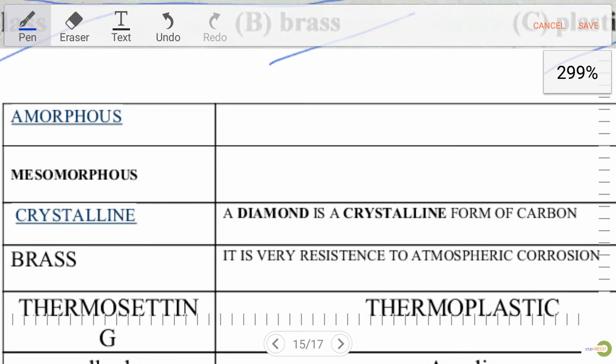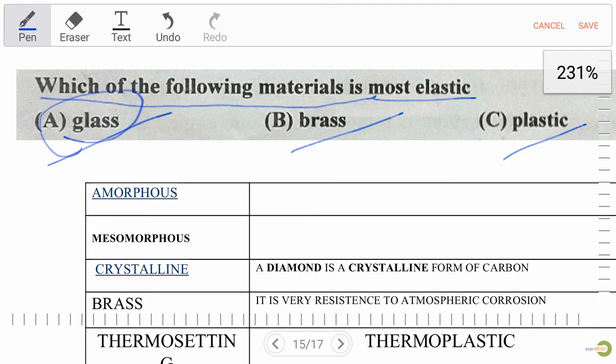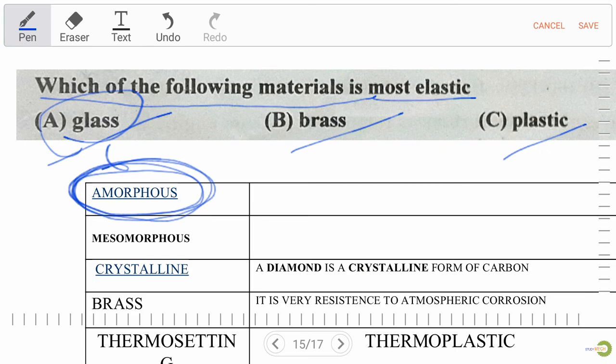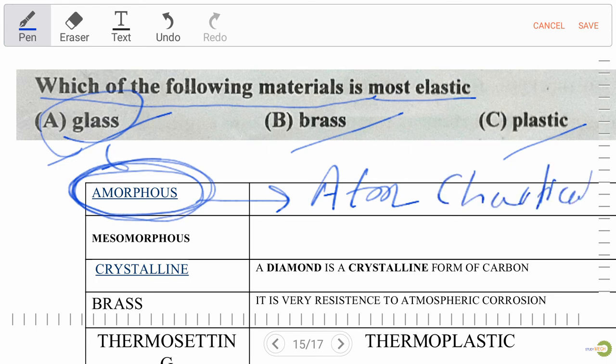Now let's discuss our option A, glass. Glass is an amorphous material, always remember, very, very important MCQ. And in an amorphous material, the atoms are arranged chaotically. It means that the atoms are not arranged in a correct order or in a correct manner. They are in a haphazard manner.